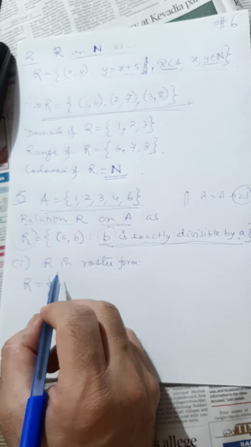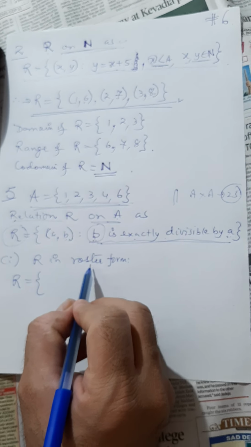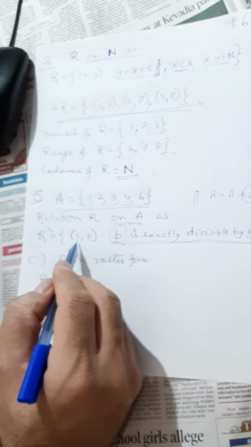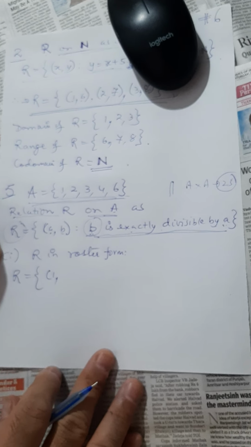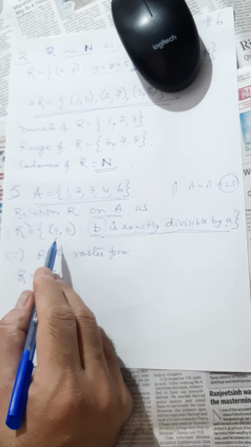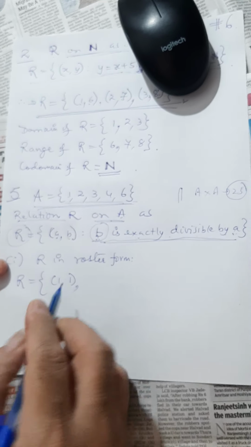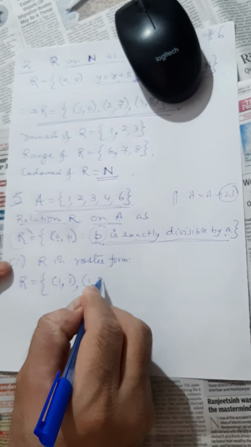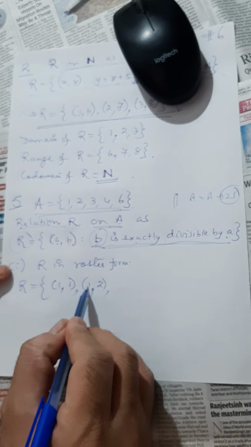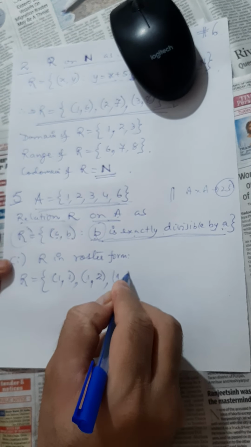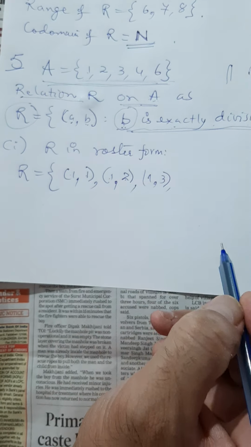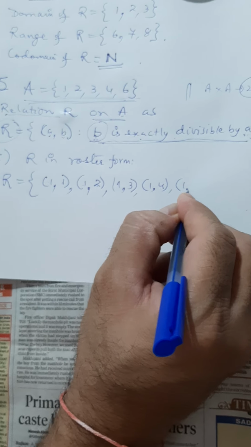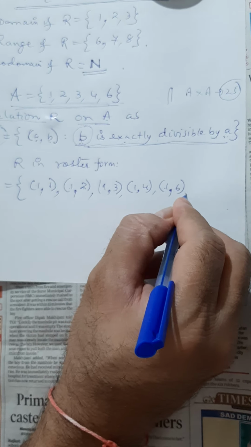So here if I write R in roster form, suppose I take the first member here. A and B both come from A, obviously. So suppose I've taken 1 here. So here 1 comma 1. Why? Because 1 is divisible by 1. Then 1 comma 2. Why? Because 2 is divisible by 1. Then 1 comma 3 also, 1 comma 4 also, because 4 is divisible by 1, 1 comma 6 also, because 6 is divisible by 1.